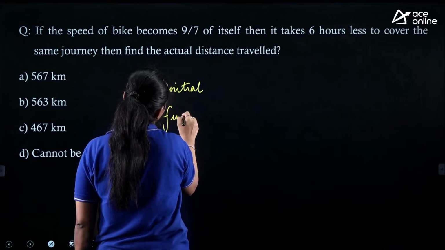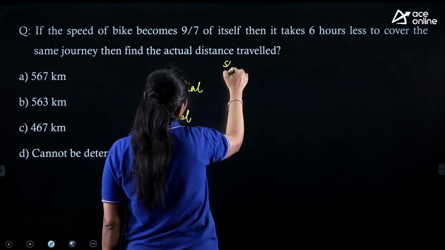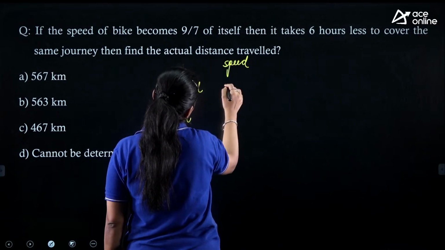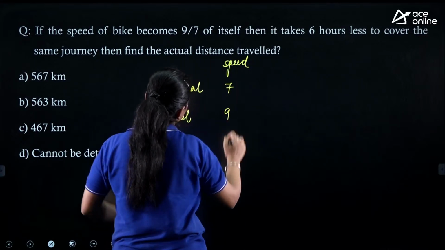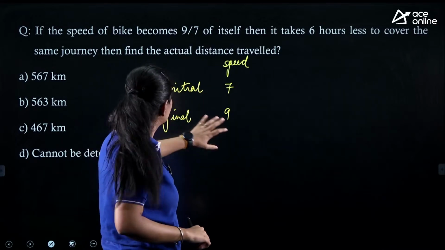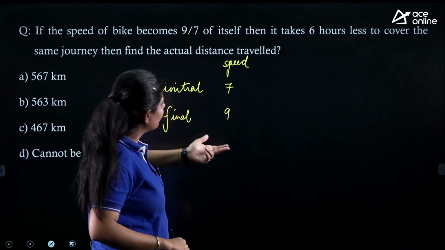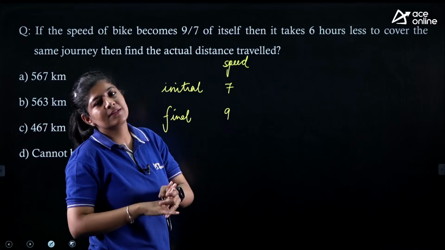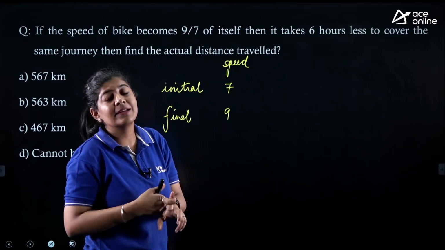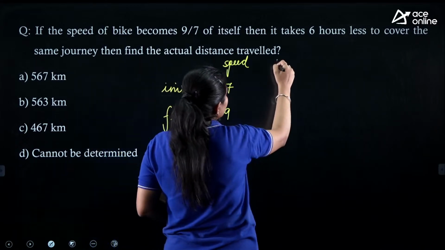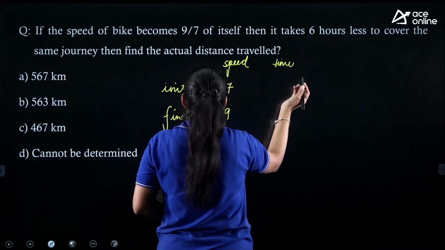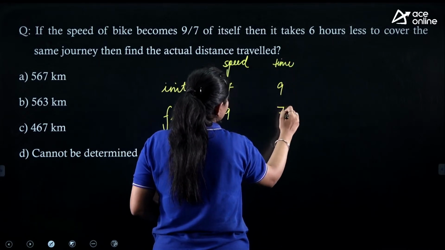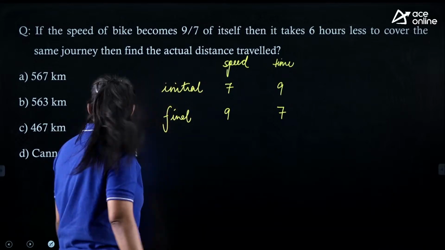Initial or the final ratio of speed. So initially if the speed is 7, it will become 9. 9/7 of its time. Right, as the distance will remain same, so we know that if the distance is constant, speed and time are inversely proportional to each other. So the time ratio that we got over here is 9/7.